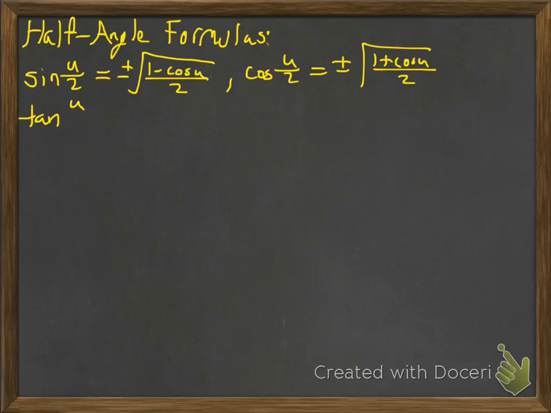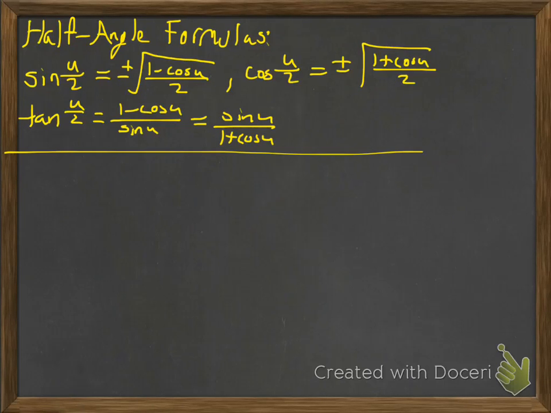And then the tangent of u over 2 is going to be 1 minus cosine u over sine u, or sine of u over 1 plus cosine of u. Depending on if we want to multiply it by a conjugate, we can have either form there. Okay, so we can use this to find, for instance, the sine of 75 degrees.